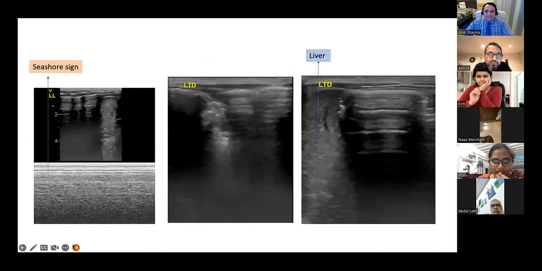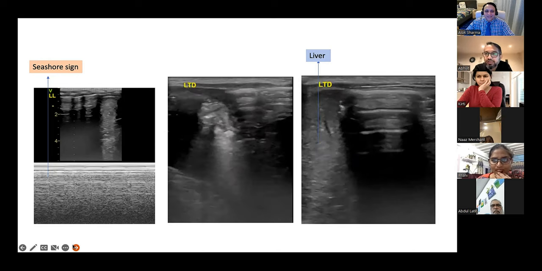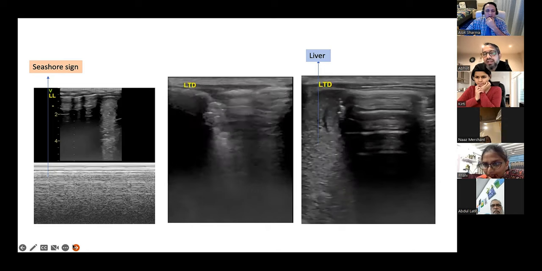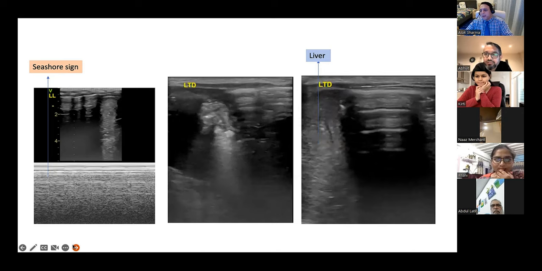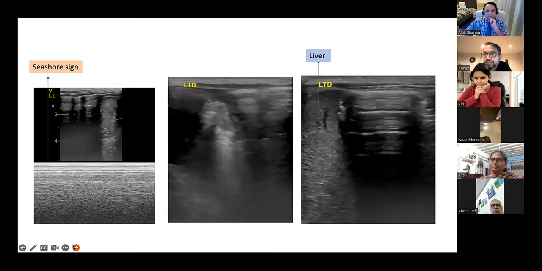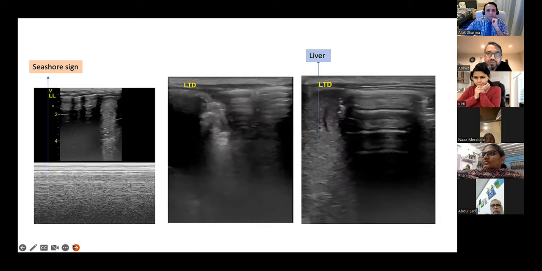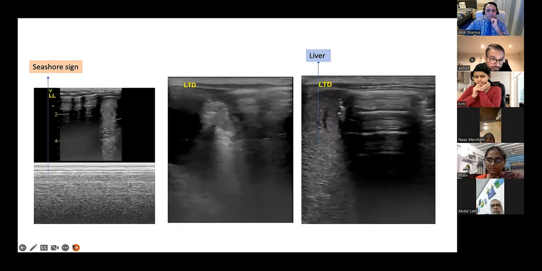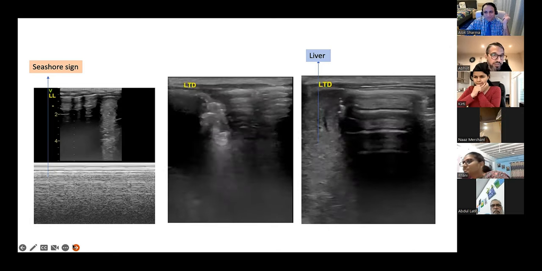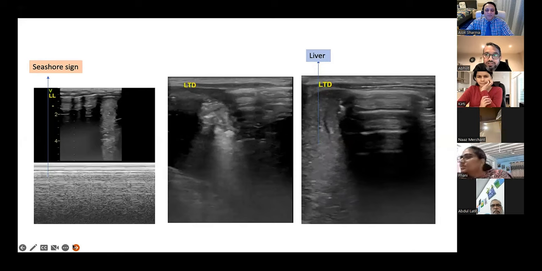Lovely images, Kirti, but there is not much information to say how much the depth was at that point on your scans. So I can't really comment. Ideally your depth should be around 3 to 4 centimeters. And it would have been easier to comment on the scans when you have those depths and your focus marked on the screen, so you keep your focus at the pleural line. About the seashore sign, it looks like a seashore sign. I would say it could have been a bit better, but it's a lovely one.